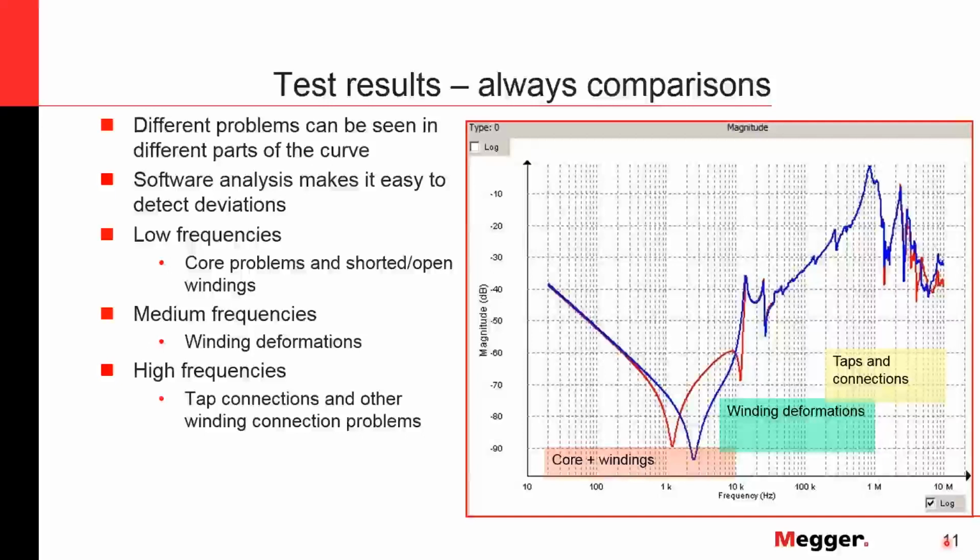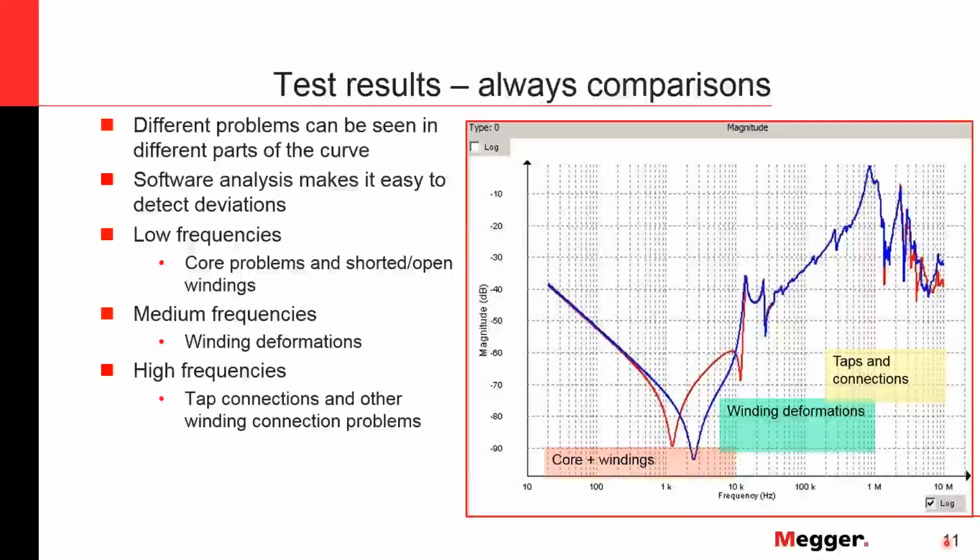And so I wish I could say a hard stop, all right, 20 hertz to 5 kilohertz, that's all core, and then 5 to 100, that's all winding. But really you can't. What happens is you have some areas where the core mainly affects the curve, and then it overlaps a little where the winding affects it as well. And then at higher frequencies you get taps and connections. So there's no set frequency range. Each transformer is different and the interaction's a little bit different.